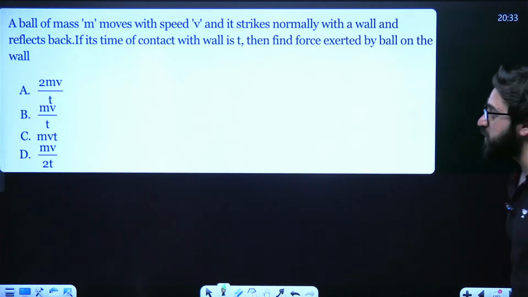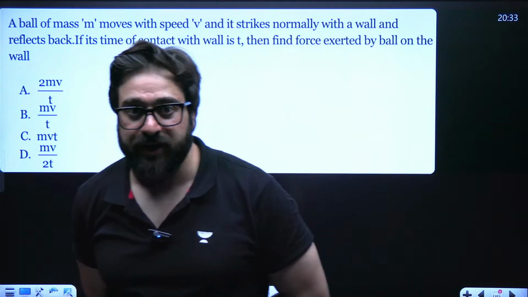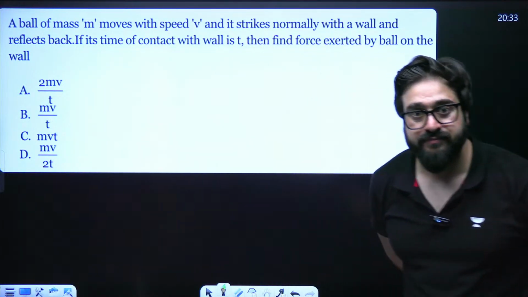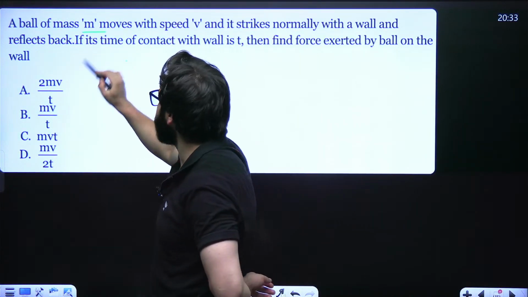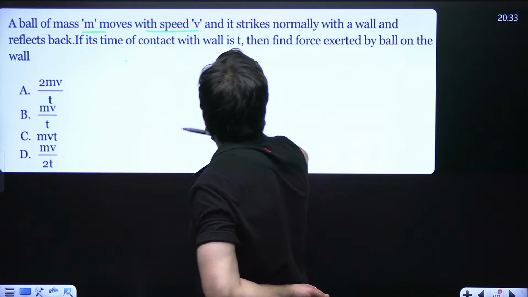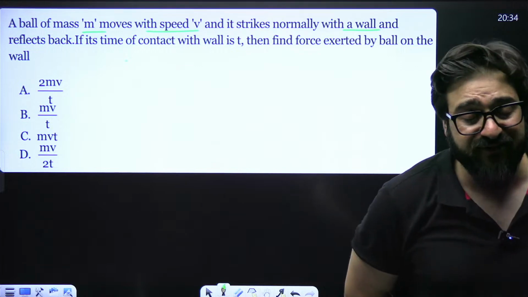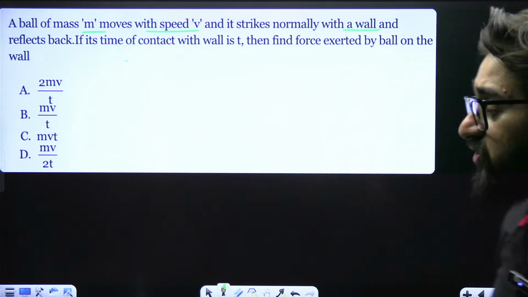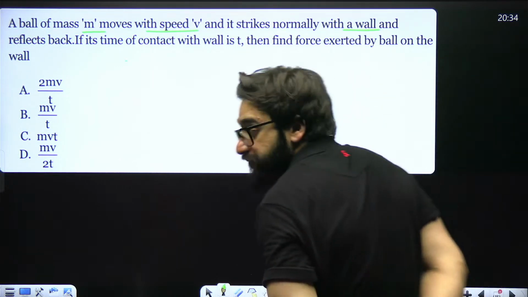Tell me the answer of this particular question. This is easy. A ball of mass m moves with a speed v, strikes normally on a wall and reflects back. If its time of contact with the wall is t, then find the force exerted by the wall.